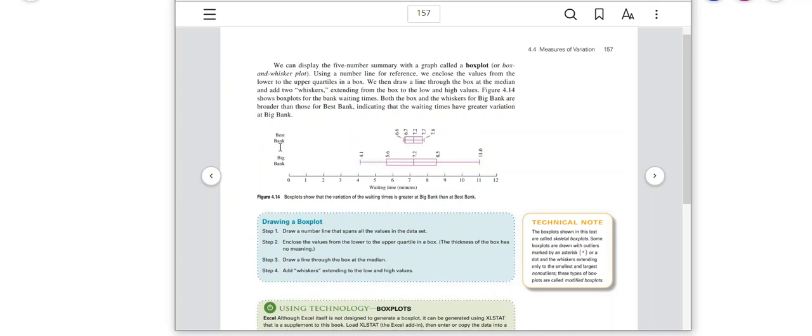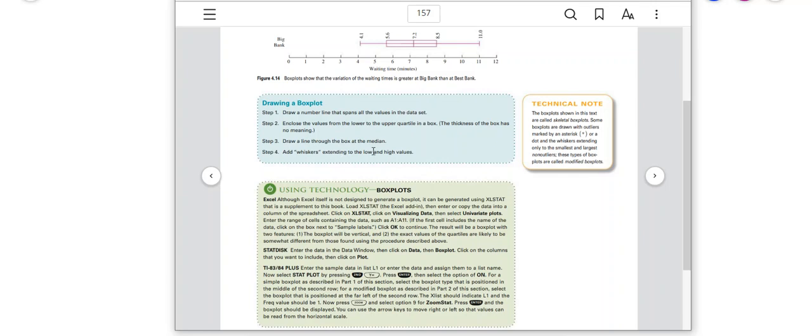They're showing Best Bank here. The spread of data is real small, goes from 6.6 up to 7.81. Median 7.2. You've got these quartiles here. Big Bank goes from 4.1 up to 11, so it's all spread out a lot more than this one. So how do we make that? How do we create the box plot?